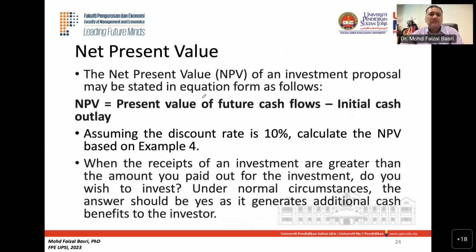In order to use net present value, you need to assume the discount rate. In this case, it says the discount rate is 10%. So based on this discount rate of 10%, calculate the net present value based on example number 4. So we have the discount rate of 10%.